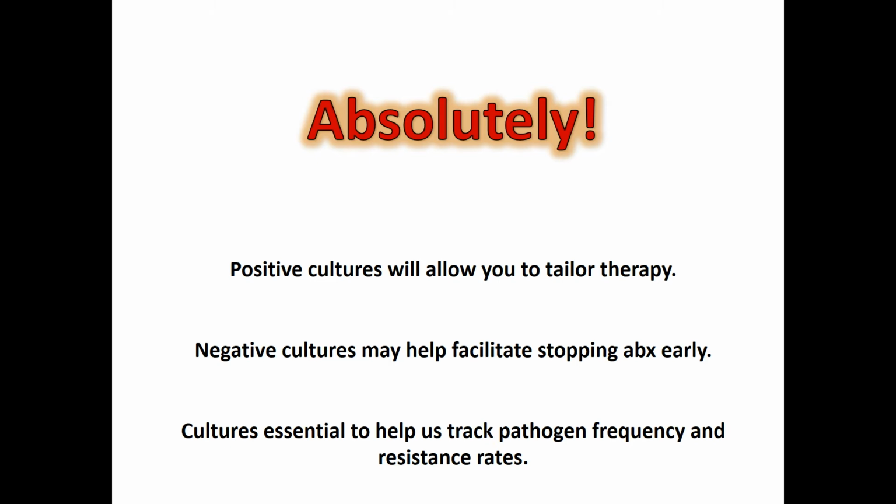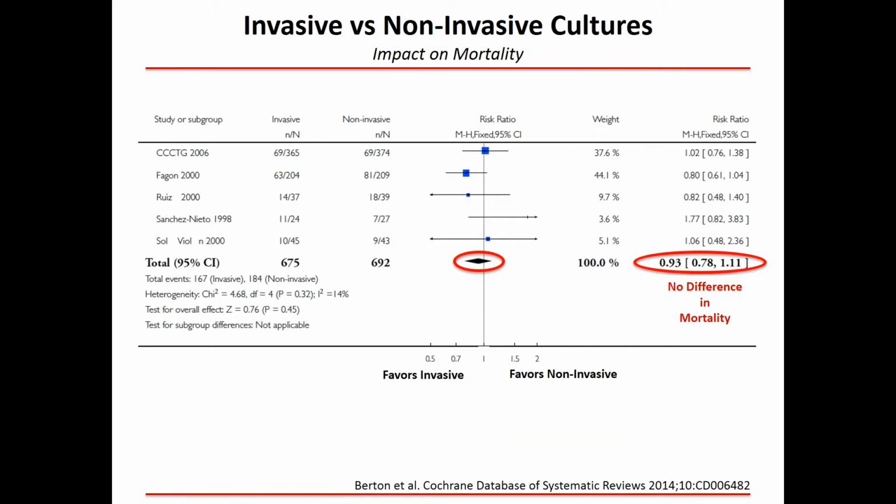Negative cultures may facilitate stopping antibiotics early, presuming the patient is doing well. And from a hospital management or ecology, epidemiology point of view, cultures are essential to help us track pathogen frequency and resistance rates so we can work out, moving forward, what the appropriate empiric regimens might be for any given setting. Does it matter if you use invasive cultures, meaning BAL, versus non-invasive cultures, which are endotracheal aspirates?